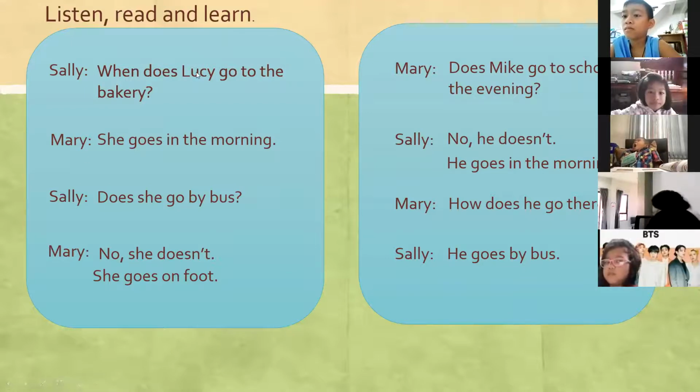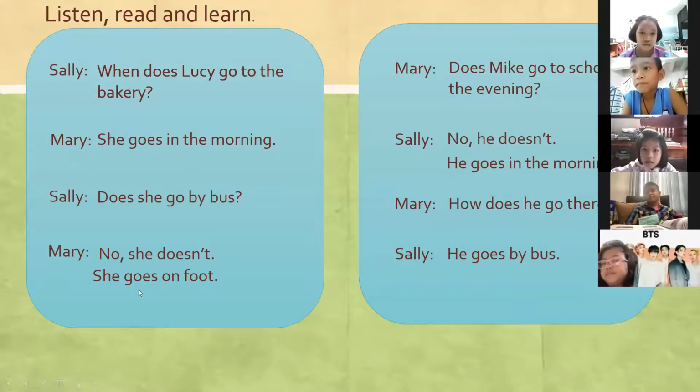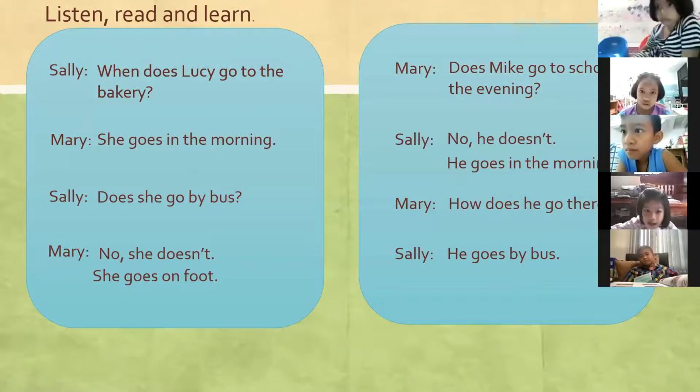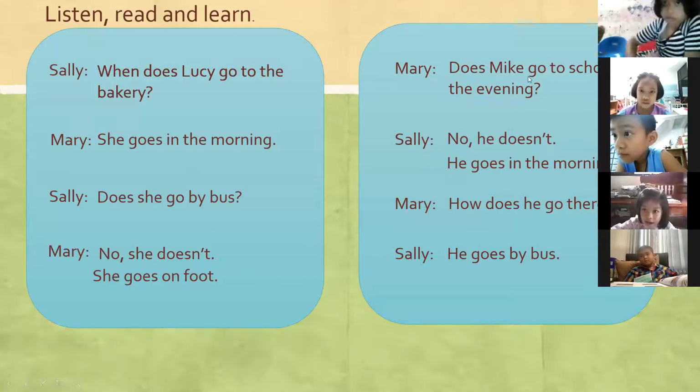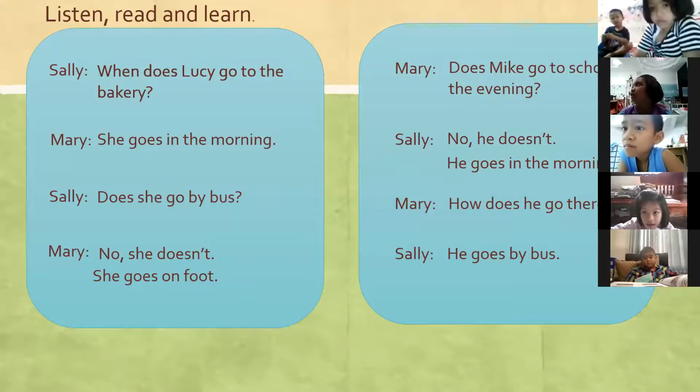Okay, Sally, when does Lucy go to the bakery? She goes in the morning. Does she go by bus? No, she doesn't. She goes on foot. On foot, meaning she walked. Okay, she walked. Does Mike go to school in the evening? No, he doesn't. He goes in the morning. How does he go there? He goes by bus. Okay, he goes by bus. Okay, so we have Lucy and Mike.